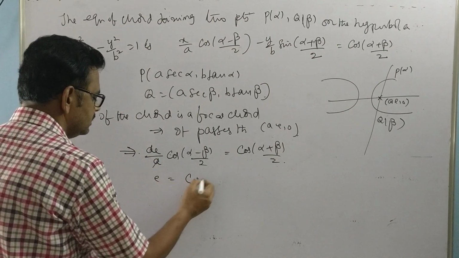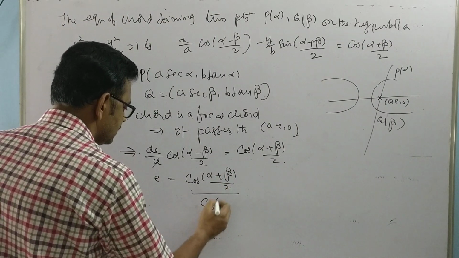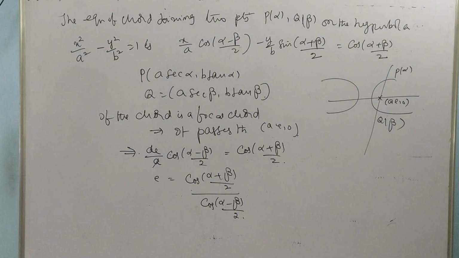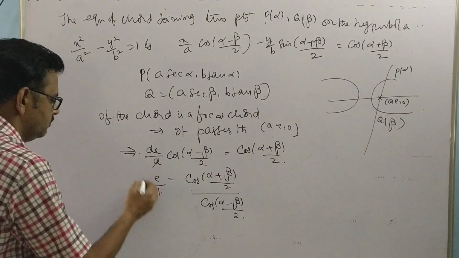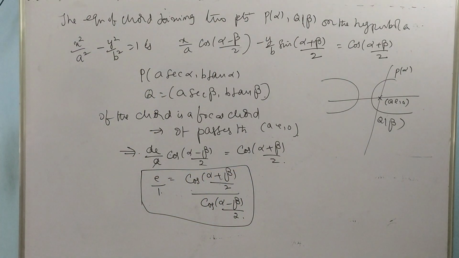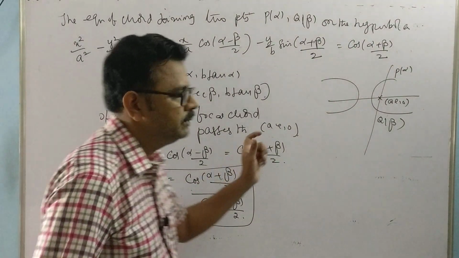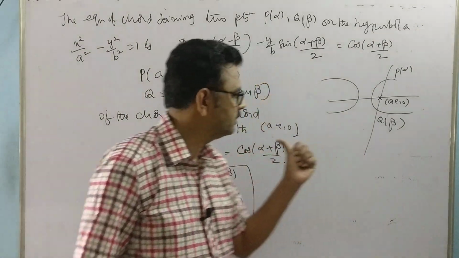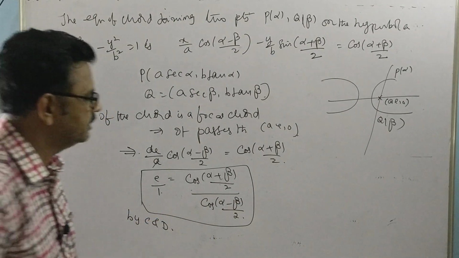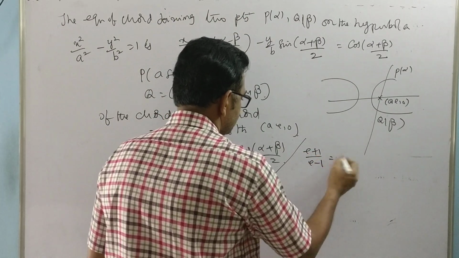E is equal to cos of alpha plus beta by 2 by cos of alpha minus beta by 2. So that is what E means. Now by applying componendo and dividendo, same as in the case of the ellipse, everything is the same. By applying componendo and dividendo, write E plus 1 by E minus 1.